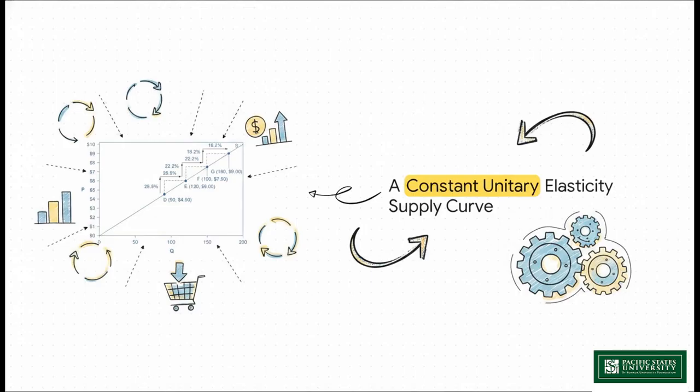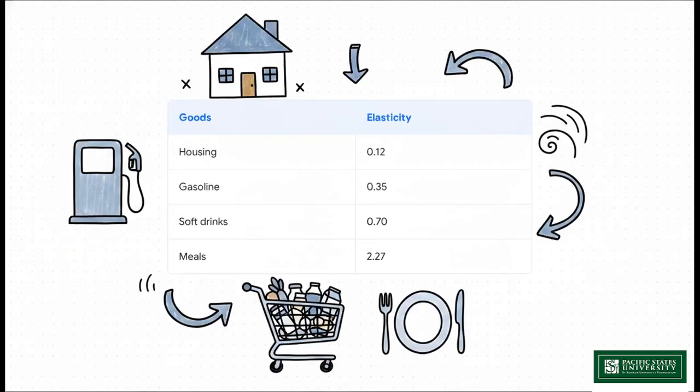It's an absolute mathematical rarity in the real world, but it serves as a beautiful, clean illustration of price and quantity moving in perfect lockstep. Let's ground all this deep theory in some real-world data from your textbook. Take a look at the elasticity of housing versus restaurant meals. Housing has an incredibly low elasticity of just 0.12, and gasoline sits right at 0.35. These are deeply inelastic goods.